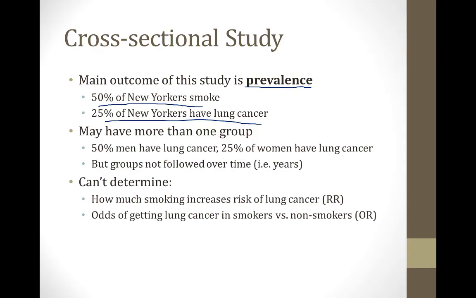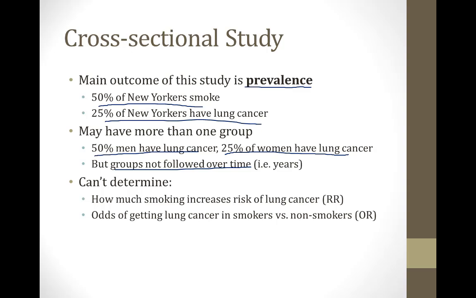So for example, a cross-sectional study might find that 50% of men have lung cancer and 25% of women have lung cancer. This is still just a snapshot in time of men and women. The groups aren't followed over time like years, so this isn't a cohort or a case control study. It's just a subgroup analysis in a cross-sectional study looking at men compared to women.